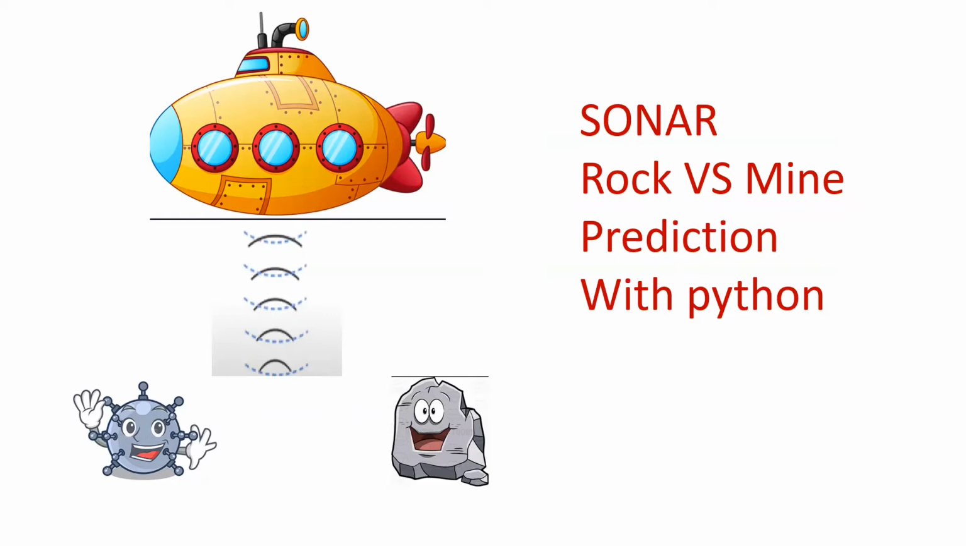In this video, we will talk about one of the use case projects in machine learning, that is rock versus mine prediction using SONAR data. We will do all the programming in Python. We will be using Google Colab, which is a cloud-based system where you can write your Python script. So let's start.